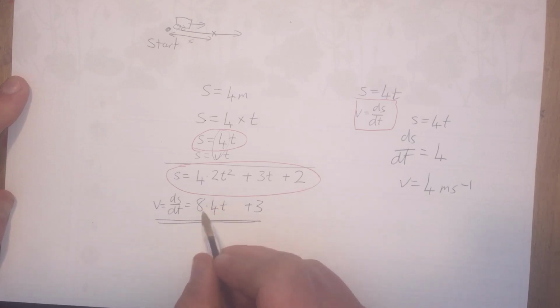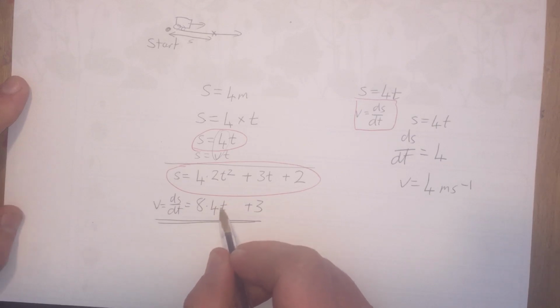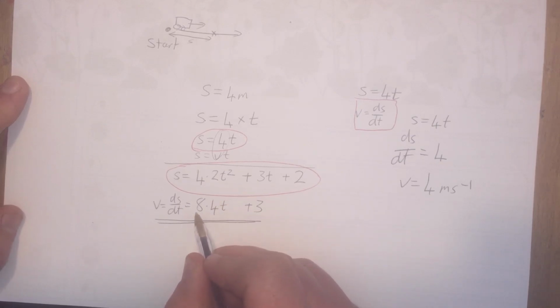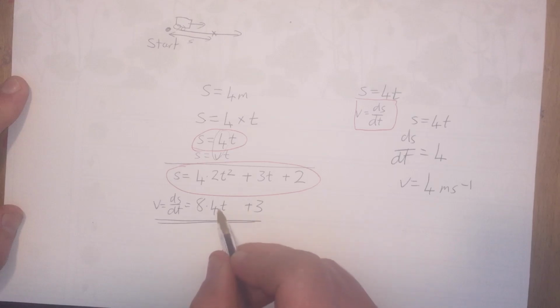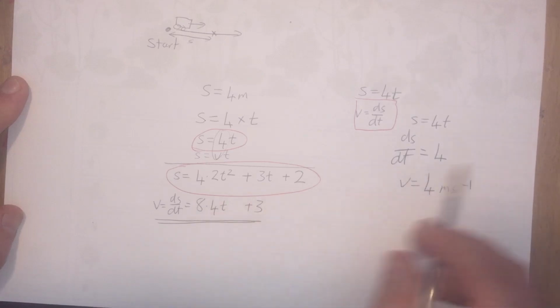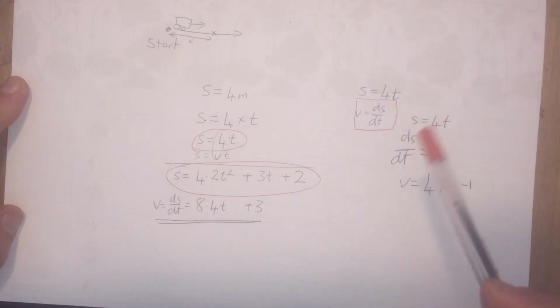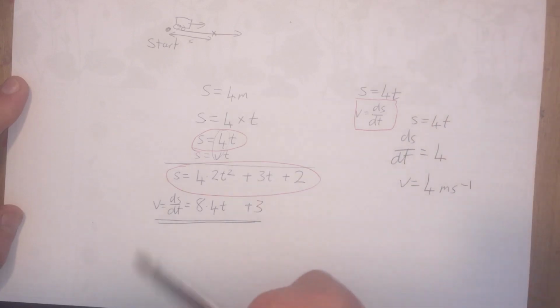Now you can see that the speed isn't constant because as the time goes on, as the value for time changes, the speed is also going to change. As the value for time increases, the speed increases. And for that reason, we know there must be an acceleration. But the question is, how do we get an acceleration?